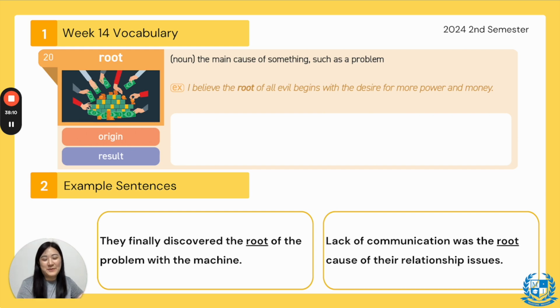And last one, it says lack of communication was the root cause of their relationship issues. So because these two people didn't talk or say sorry or anything, they started to drift apart, and their friendship didn't keep going. It ended. Roots. Very good. Wow, I feel like this video went by super quick today. But the time says otherwise.